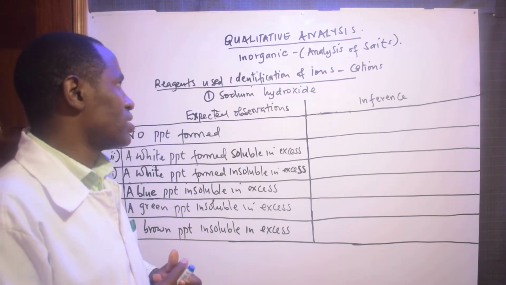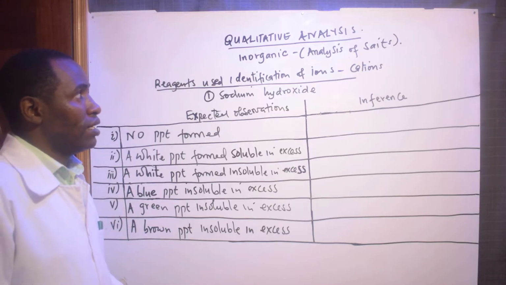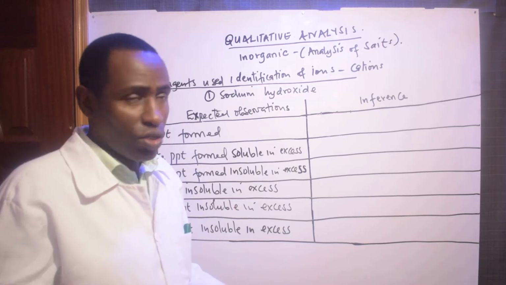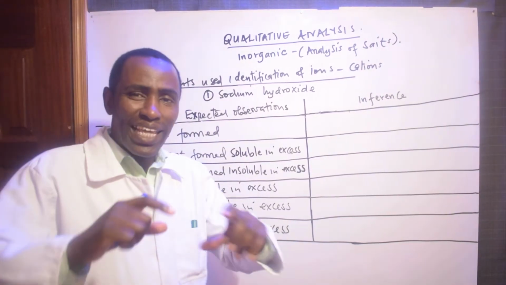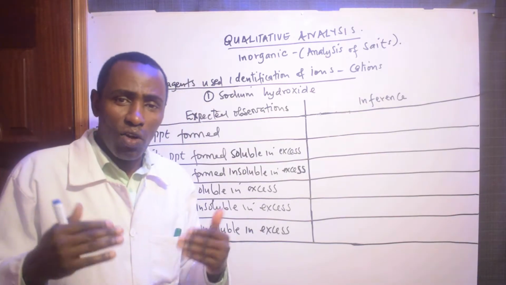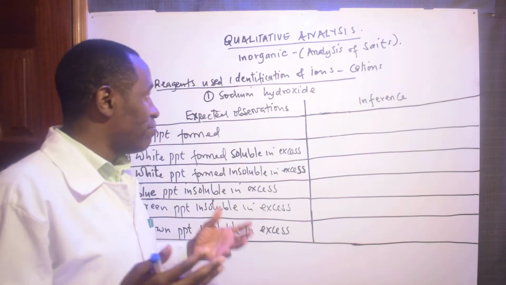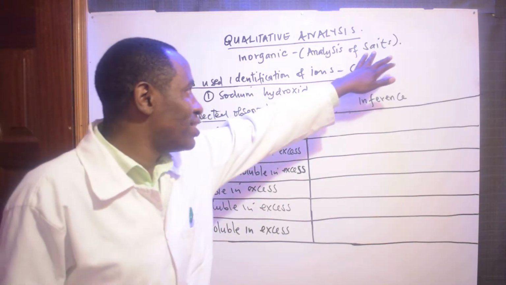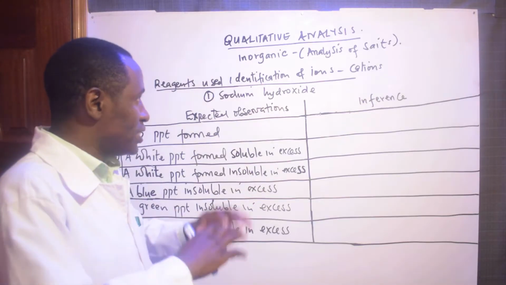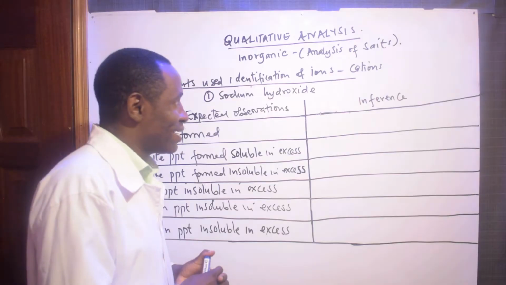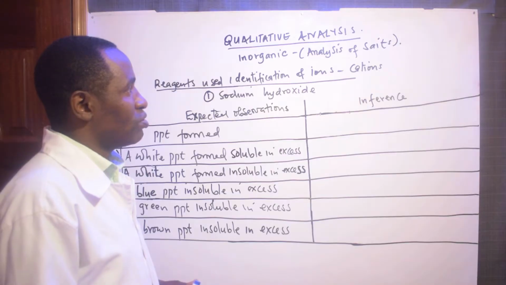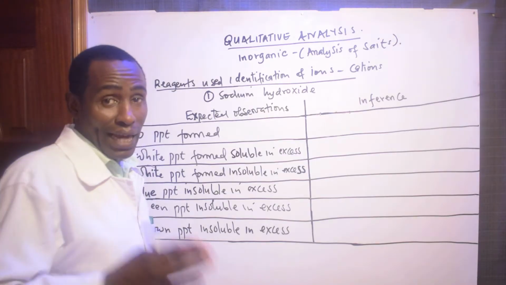In one of my series on qualitative analysis, I must have mentioned that we are going to have two types of qualitative analysis that we talk about in our high school. We talk about the inorganic, and we also talk about the organic. Inorganic deals with the salts, while the organic deals with organic compounds, talking about the alkanes, the unsaturated hydrocarbons, the alcohols, the ROH, and alkanoic acids.